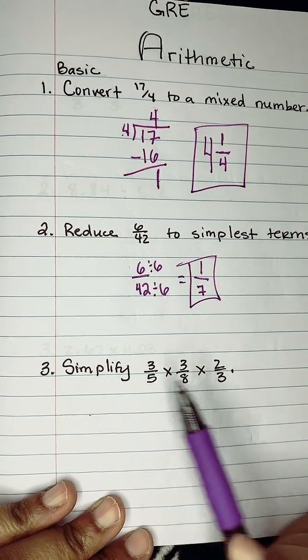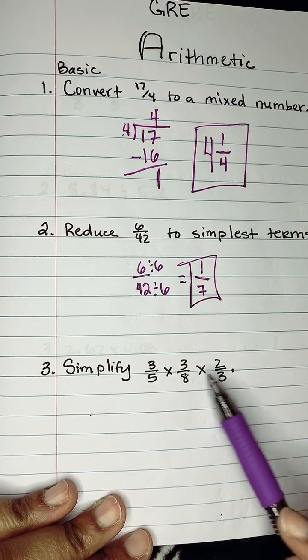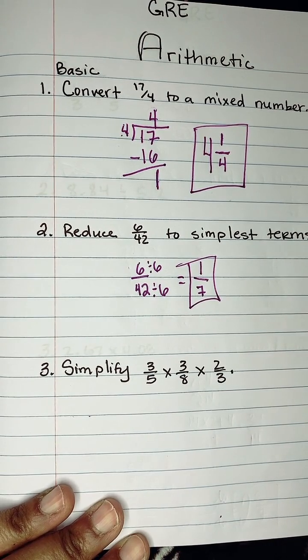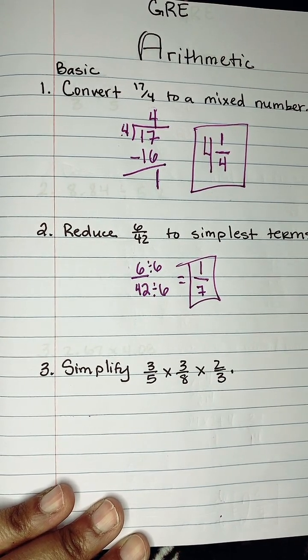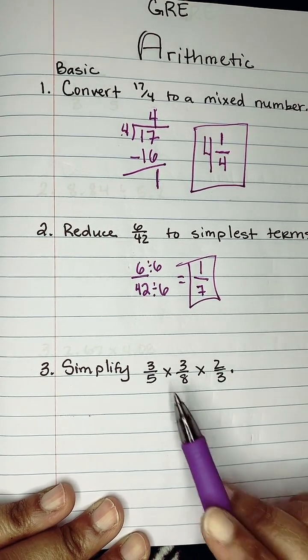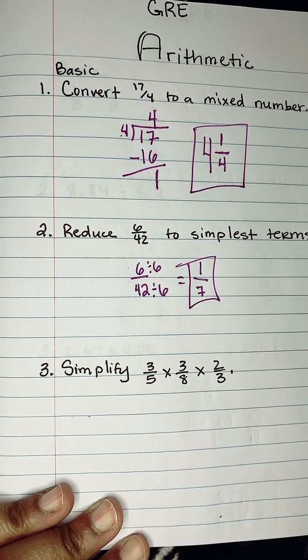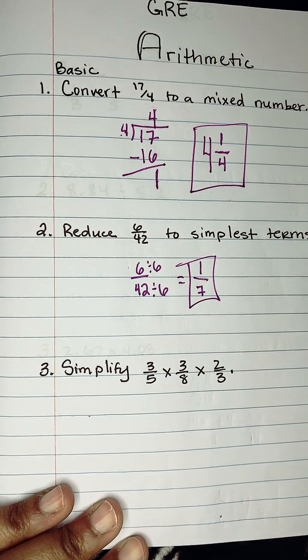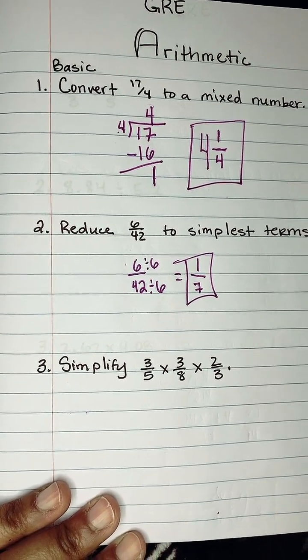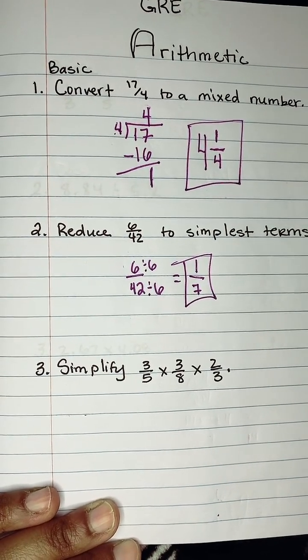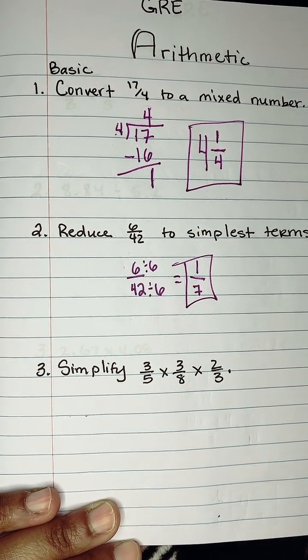All right. Simplify 3/5 times 3/8 times 2/3. All right. So, one way we could do this is just multiply straight across, right? But then we would always have to reduce to get to the simplest fraction. So what I always try to teach my students is look to see if you can cross cancel. So what do I mean by that?